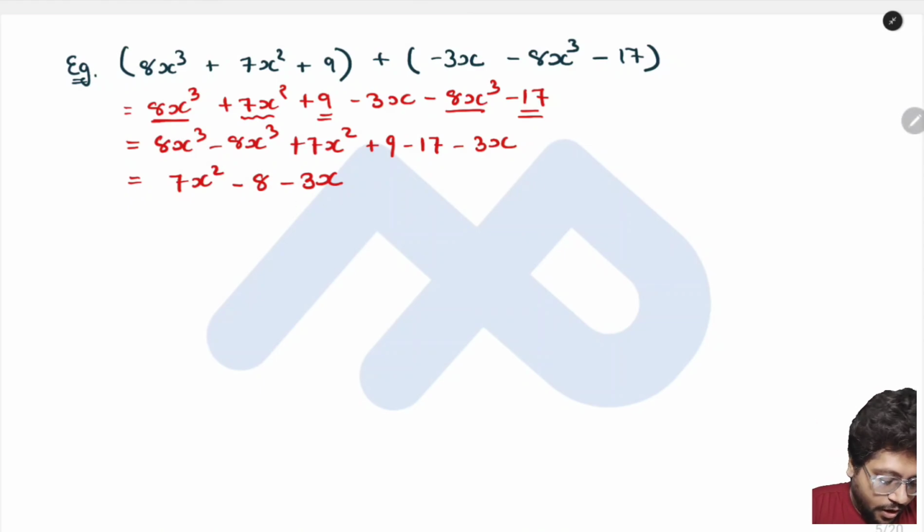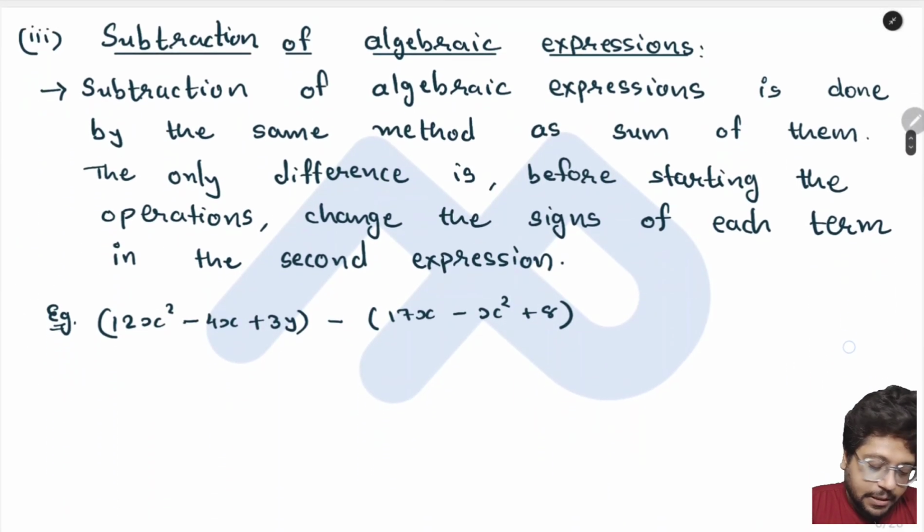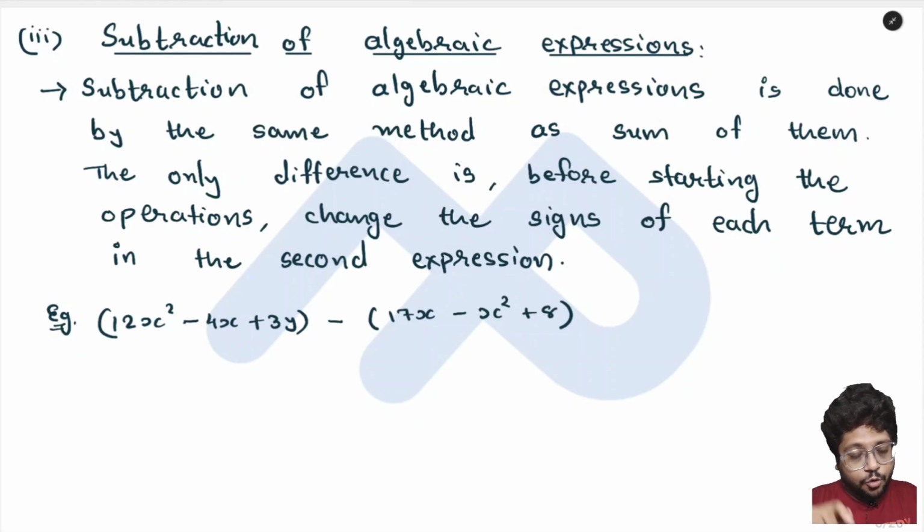Clear? Okay, let's jump to the subtraction of algebraic expressions. So the subtraction is more or less the same as the addition. It's a sum of the algebraic expressions only, but while opening the brackets you'll have to make sure that if there is a negative sign before the bracket, you change the sign of each term. See this, I'll show you. See this first example, 12x square minus 4x plus 3y, that is the first expression, and there isn't any sign before the bracket.